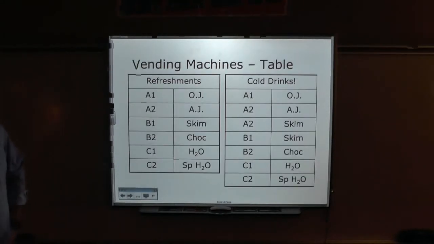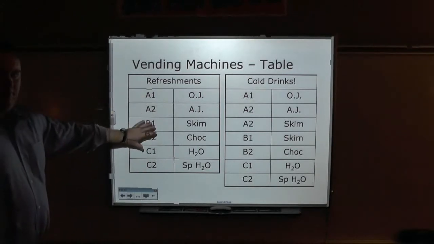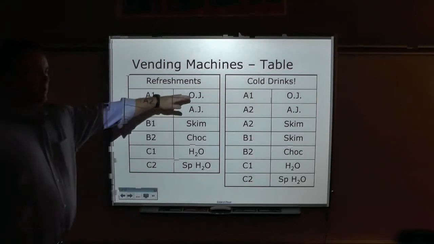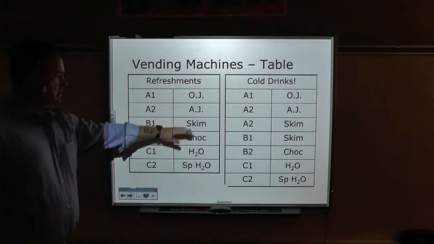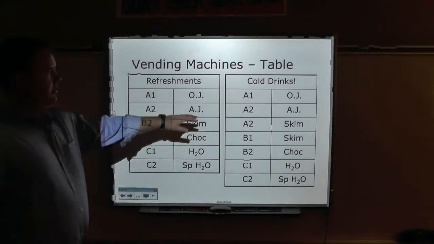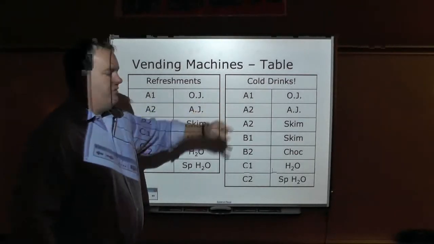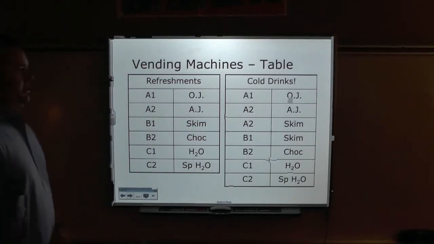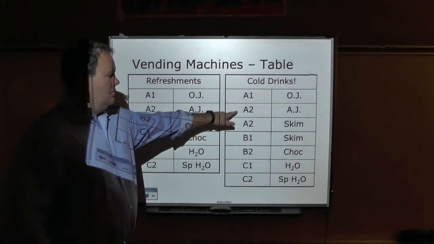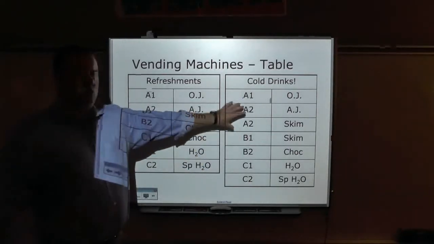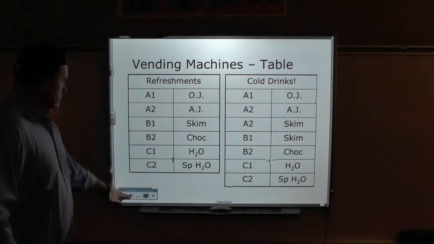Next, if we look at a table. This table over here is pretty self-explanatory. If you have A1, you better get orange juice. B1, you better get skim milk. B2, you better get chocolate milk. Over here, if you notice, A1's fine, but then we have two A2s. That doesn't work. You don't have two different outputs for one button. You only have one in a real function. So this one over here shows you we don't have a real function.